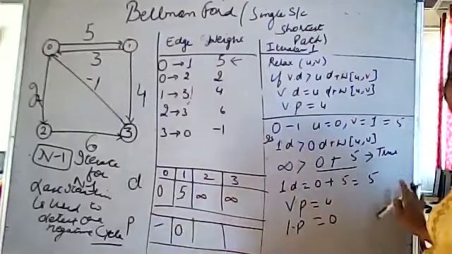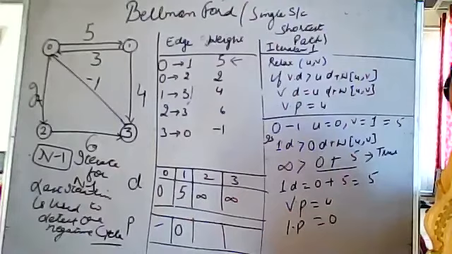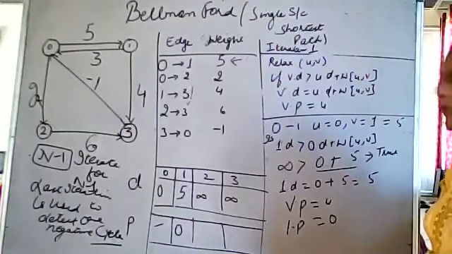Is this clear? If it is clear, please raise your hands so that I can go to next iteration. Okay, next.